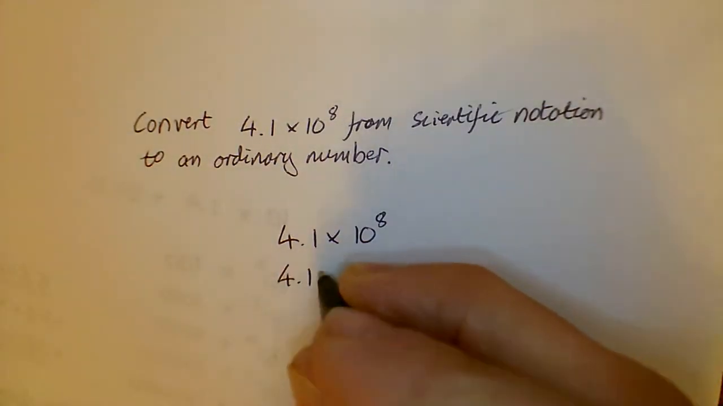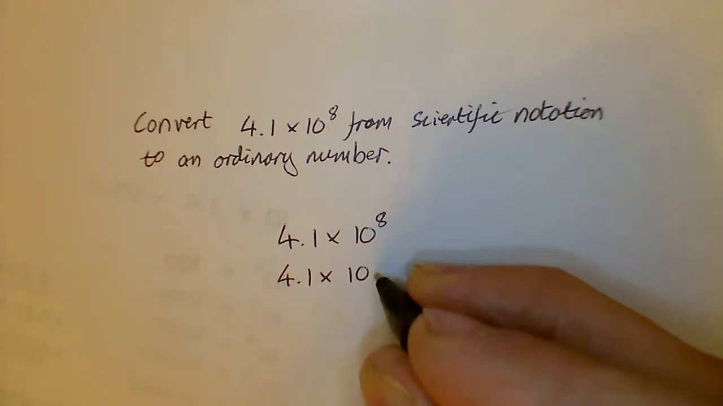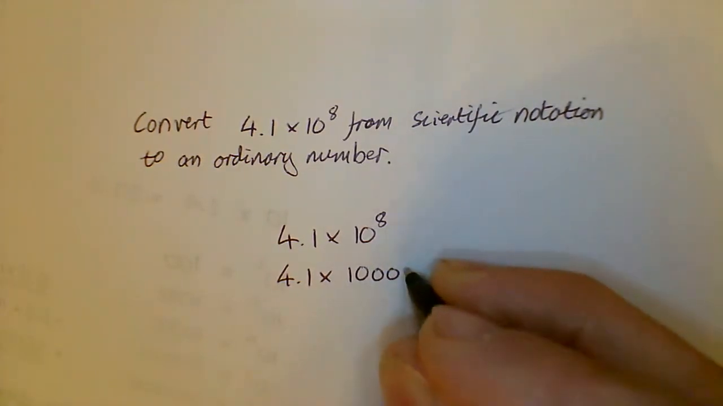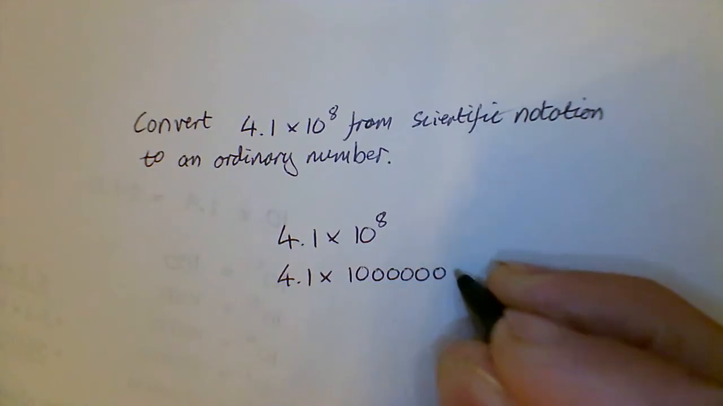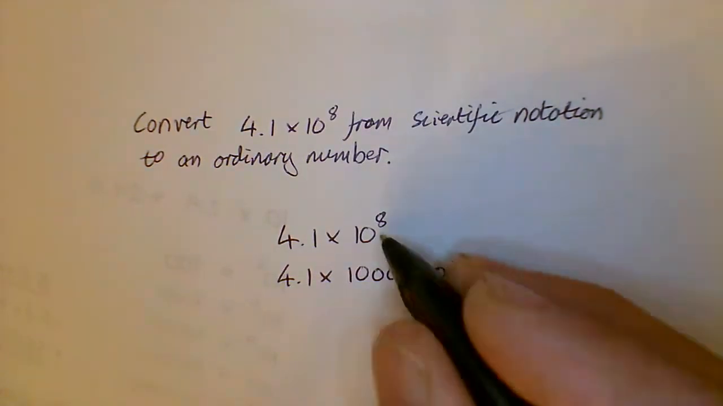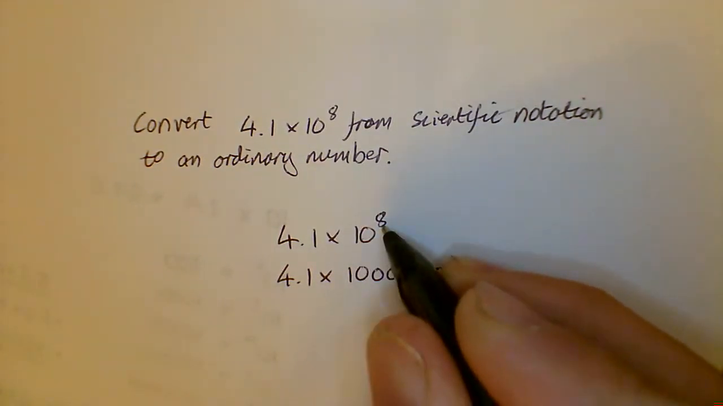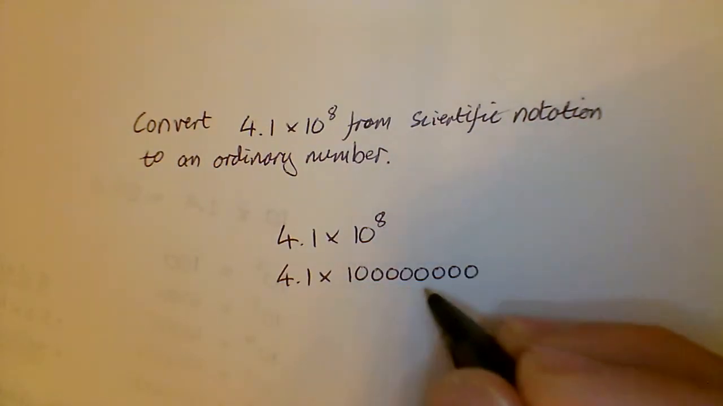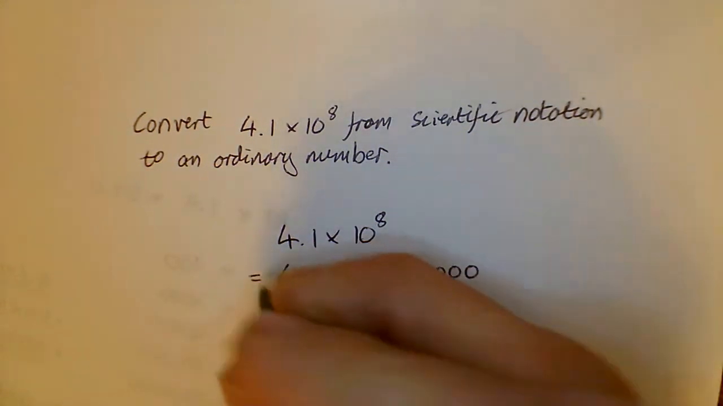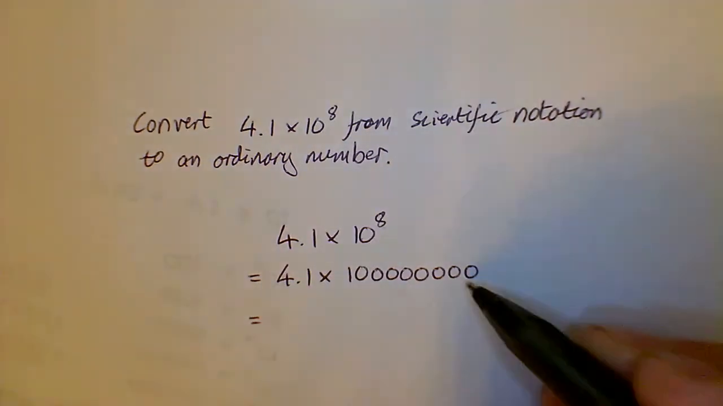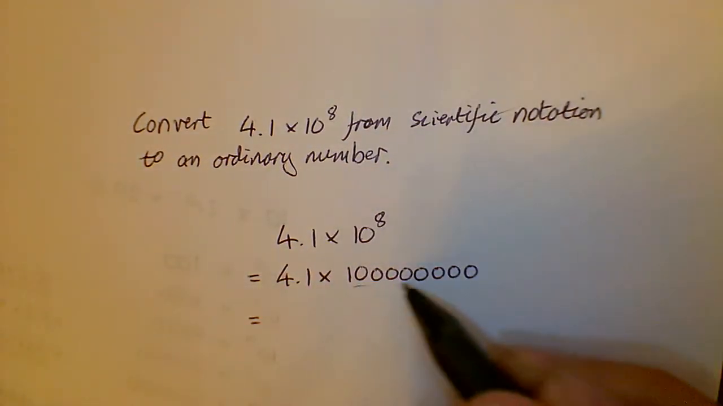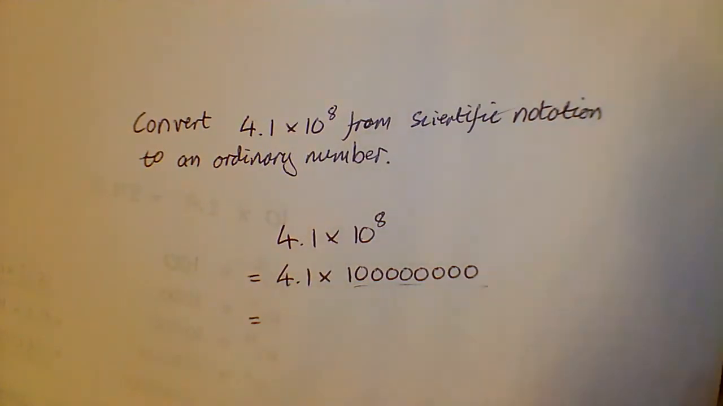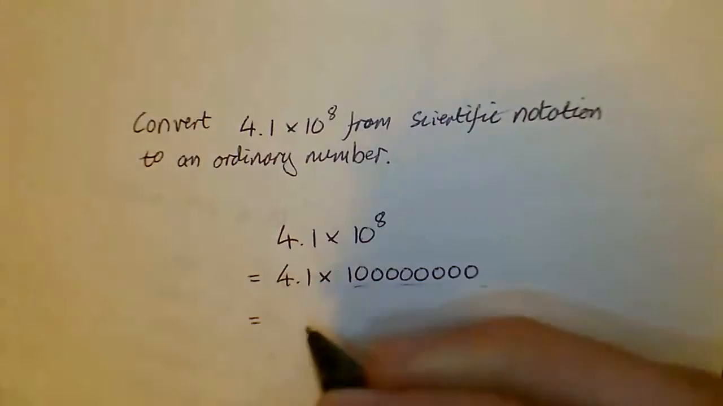That means we're doing 4.1 times 10 times 10, 8 times, or that's the same as a 1 followed by 8 zeros. Now it's handy to think of 10 to the 8 as just a 1 followed by zeros. That's what you get if you multiply 10 together 8 times. If we're multiplying by this number with 8 zeros, it's the same as moving this number to the left 8 places.